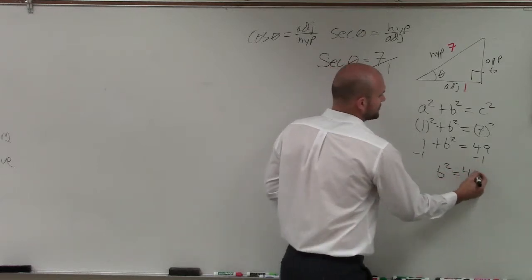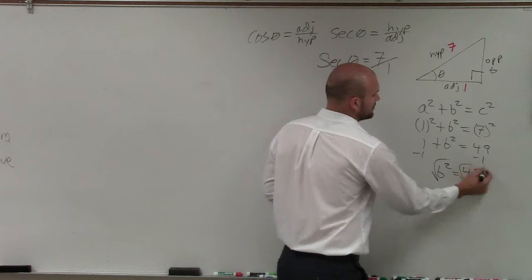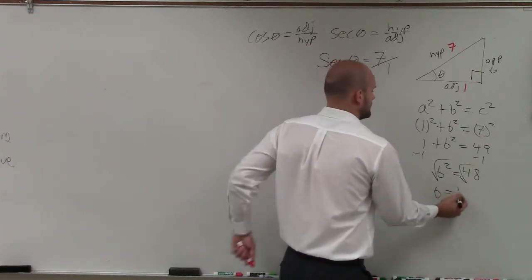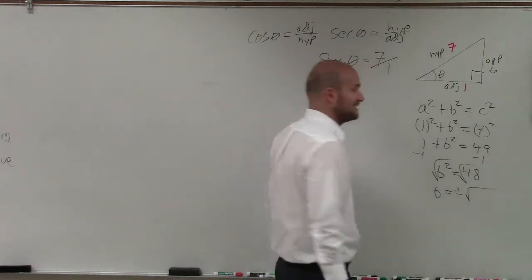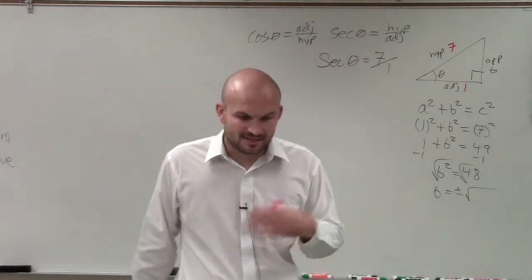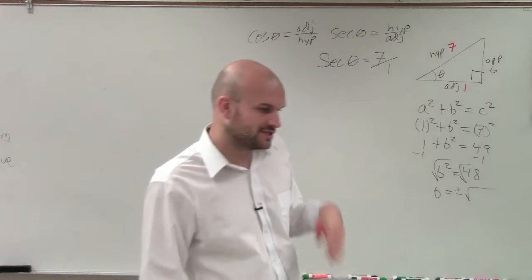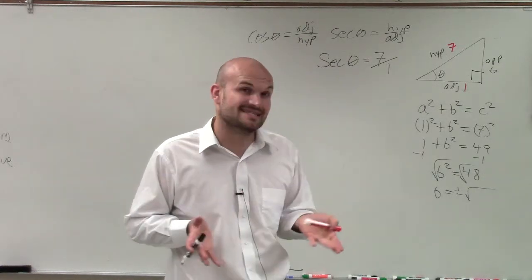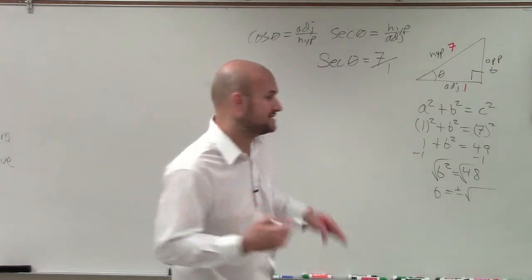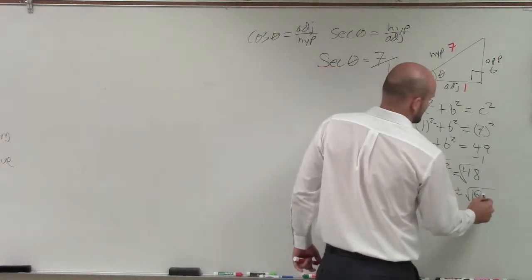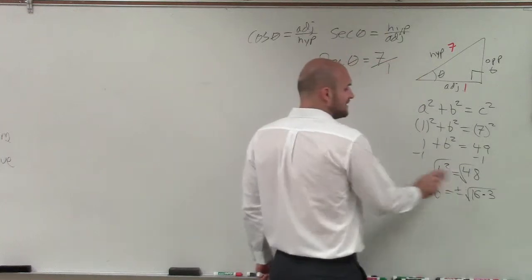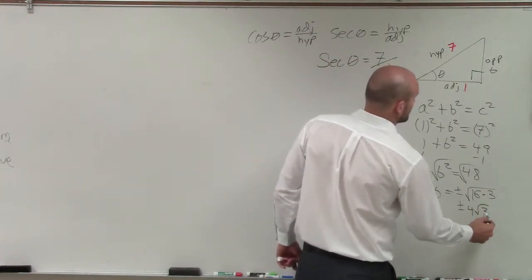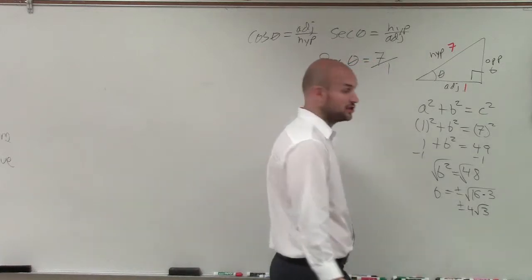Minus 1 on both sides, b squared equals 48. Now I take the square root of both sides. So I have b equals plus or minus the square root of 48. And we're going to want to see if we can simplify that. So we want to look into what square numbers divide into that. And I think the highest square number that I see is 16, and 16 goes into there 3 times. So therefore, I can rewrite this as the square root of 16 times 3. And now I can take the square root of 16, which would be 4. So it's plus or minus 4 square root of 3. And that's very good.